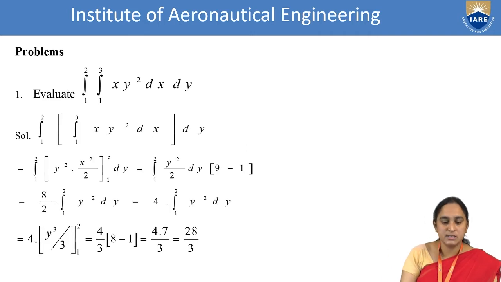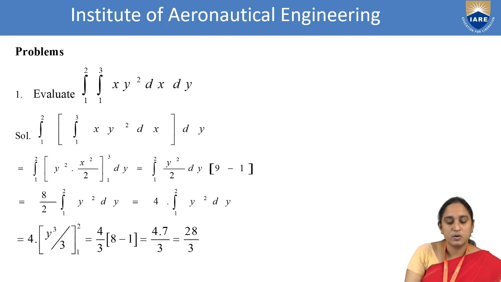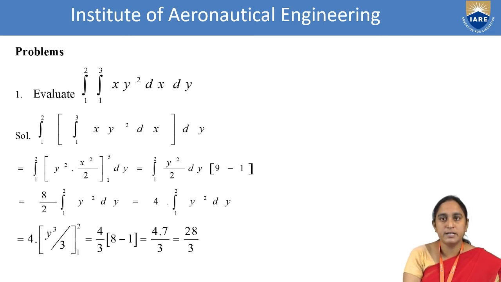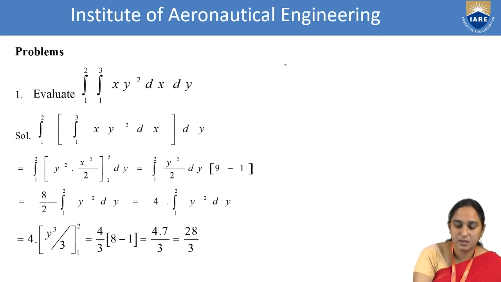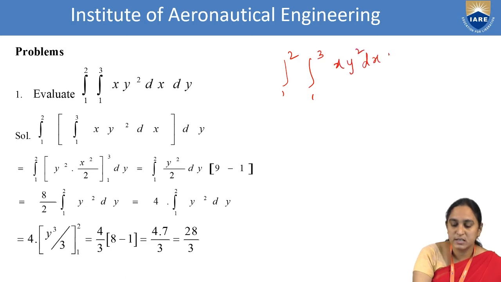This is the first example. Evaluate the integral from 1 to 2, integral from 1 to 3 of xy square dx dy. Here, what are the x limits and what are the y limits? Here simply the x limits are 1 to 3, and the integral is xy square dx dy.